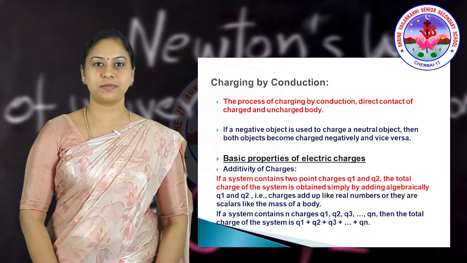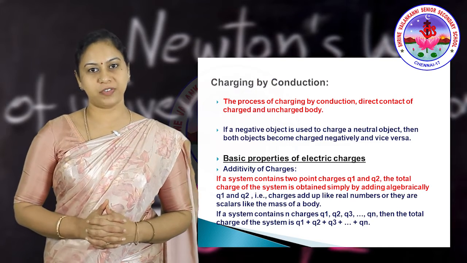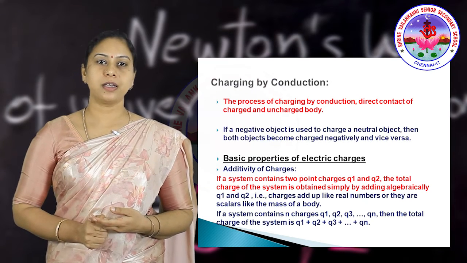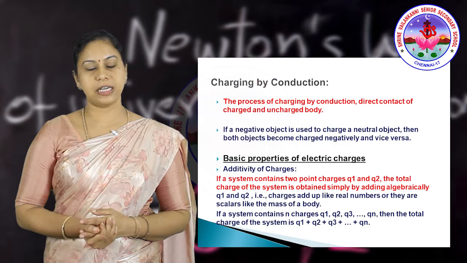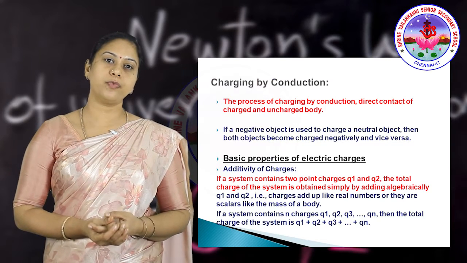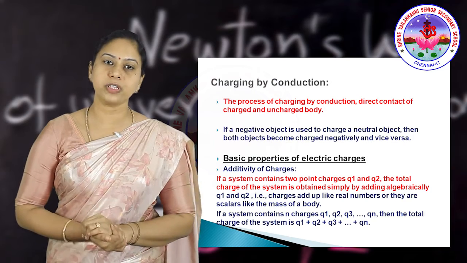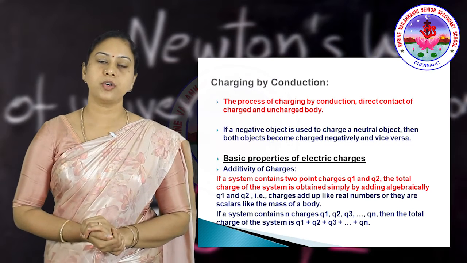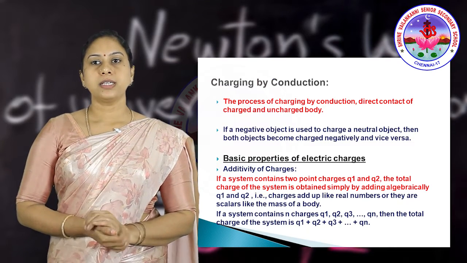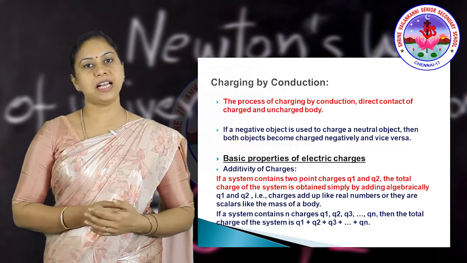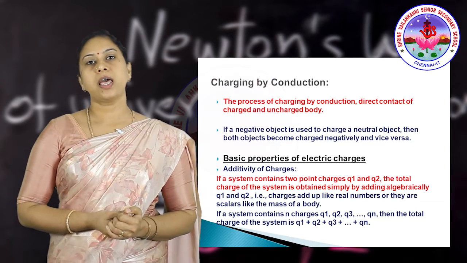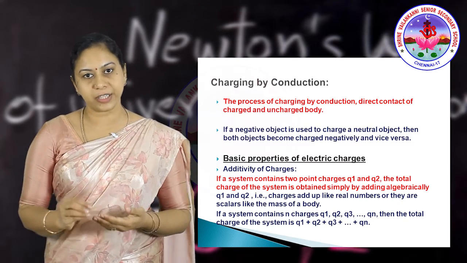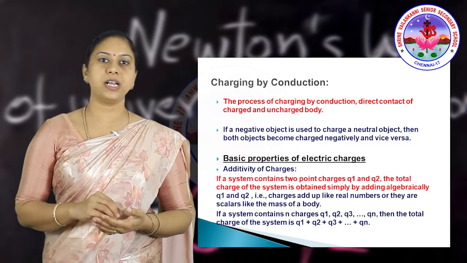Basic properties of charges. We have three basic properties of charges: additivity of charges, quantization of charges, and conservation of charges. Let us see one by one in detail. Additivity of charges: if a system contains point charges Q1, Q2, the total charge of the system is obtained simply by adding the charges algebraically. That means if the system contains Q1, Q2 till Qn, we add Q1 plus Q2 plus Q3 till Qn.